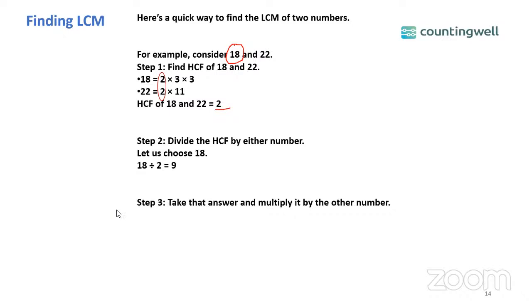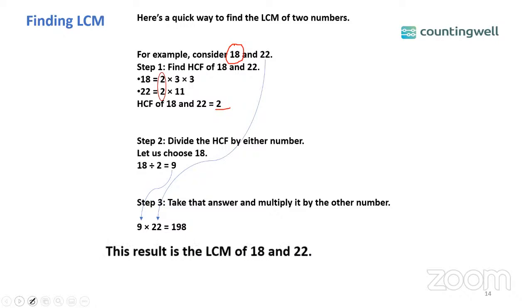Now for step 3, we take that answer and multiply it by the other number. So here the other number is 22. We take the number obtained in step 2 and multiply it by the other number which is 22. So we get 198. This is the LCM of 18 and 22. So the LCM of 18 and 22 is 198.